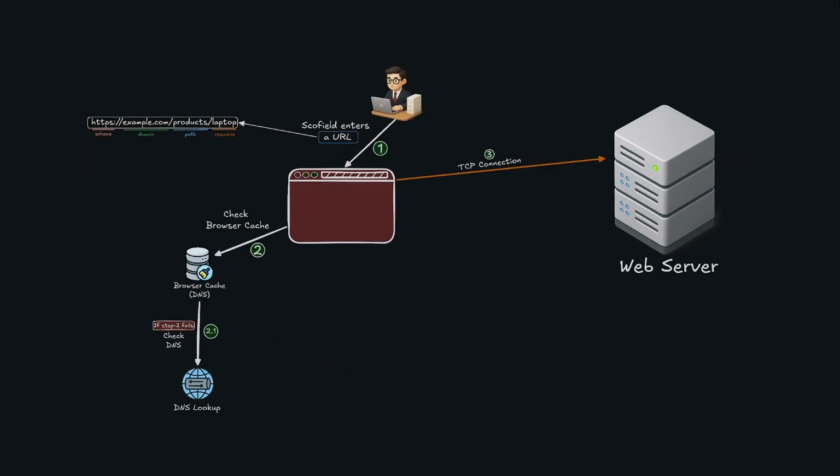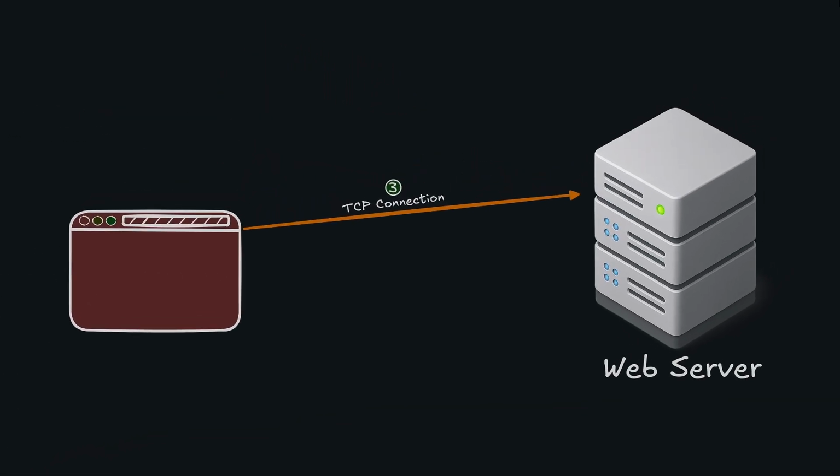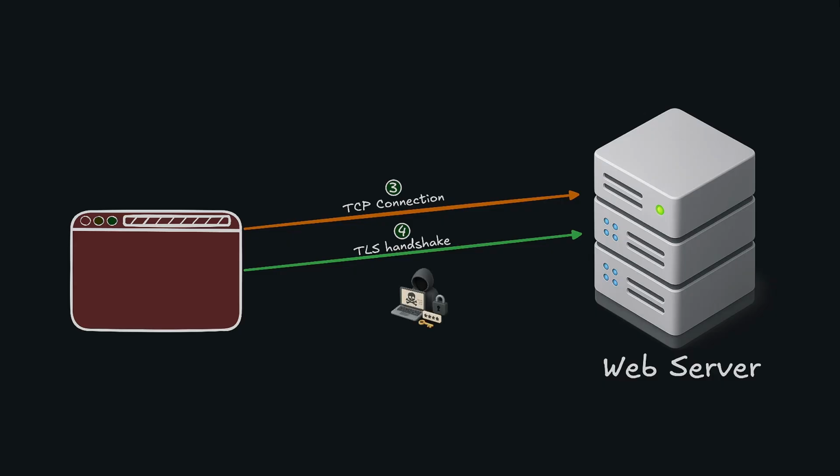Next comes step 3, the TCP connection. Your browser creates a connection with the web server. You can imagine this like building a pipe between your computer and the server so information can travel between them. Step 4 is the TLS handshake. TLS is a security system that protects your data. During this step, the browser and the server verify each other and create a secure encrypted connection. This means that hackers cannot read the data being sent. Now the secure connection is ready.